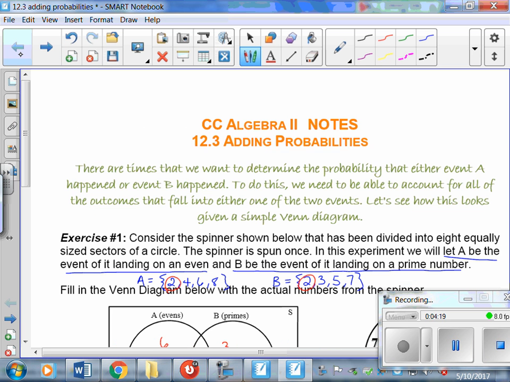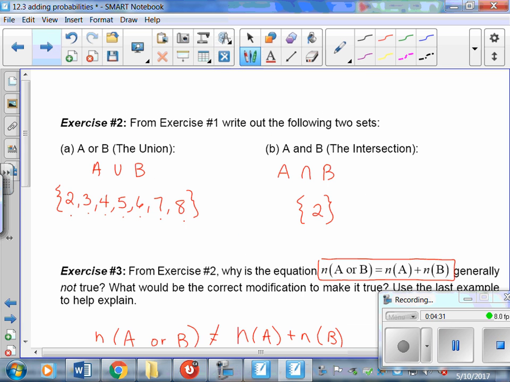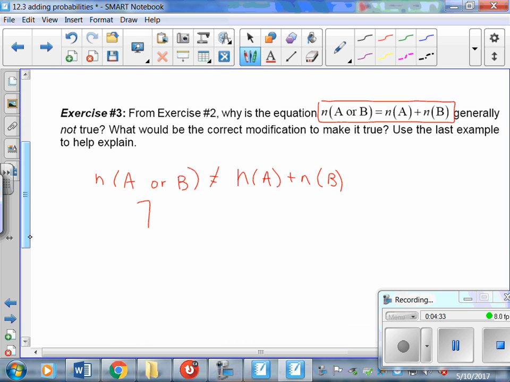Oh, yes, it was in the Venn diagram. Here it is. So how many did we have in A? We had right here 1, 2, 3, 4, and then in B we also had 4. So now we can go back and say this is not equal to 4 plus 4. So why are they not equal? Because they're considering in this problem here that number 2 is being repeated in both sets.